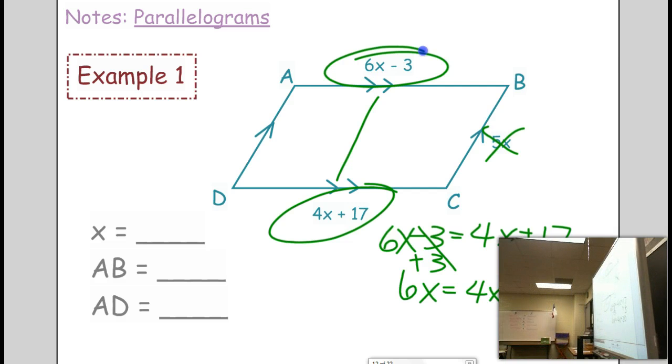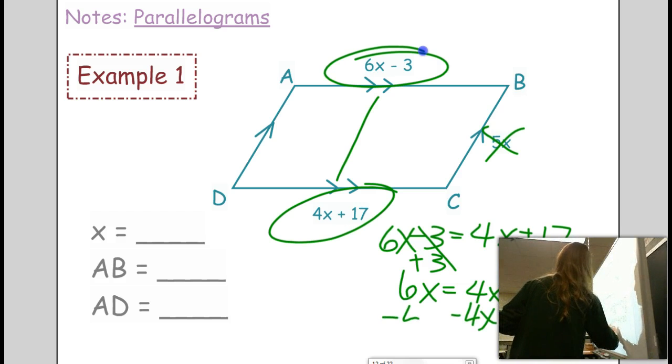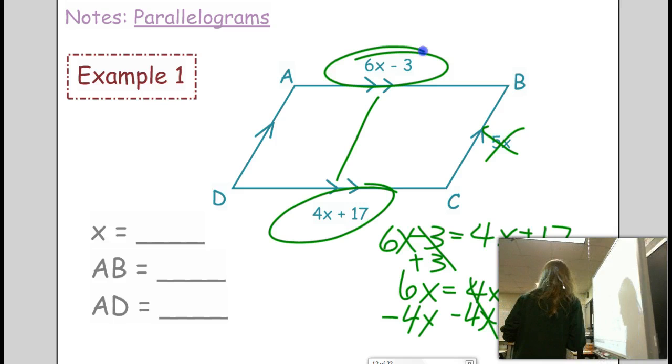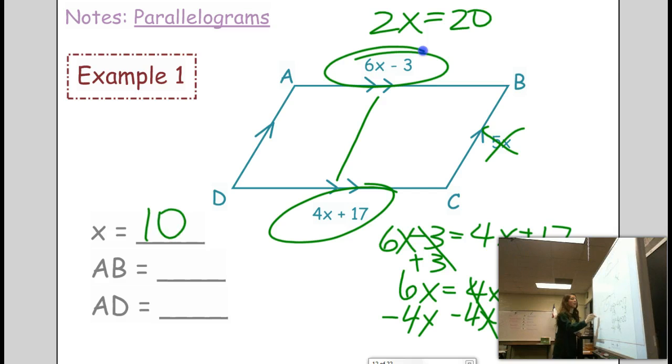Next up, you need to get the x terms together. What's the opposite of positive 4x? Minus 4x. I forgot about that part. 6 minus 4 is 2. We should not need a calculator for this problem. 2x equals 20. Divided by 2, x is 10. We did not need a calculator.